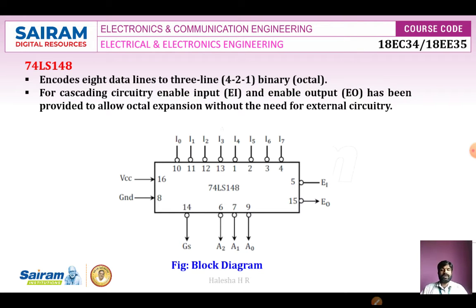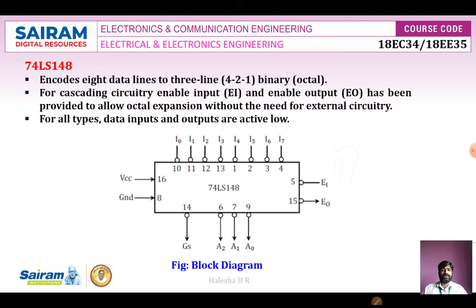And here we have additional outputs. One is enable input and enable output, EI and EO. Those we use for cascading purpose. Okay, and for all types, data inputs and data outputs are all active low.